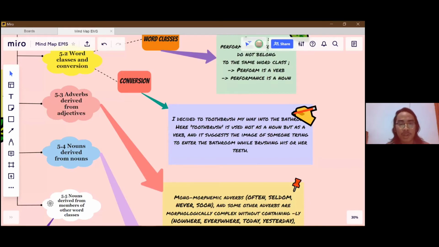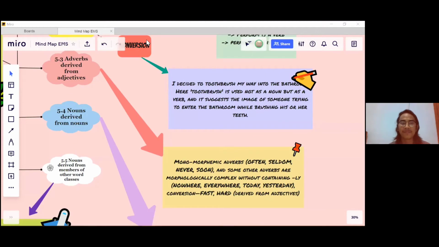For example, I decide to toothbrush my way into the bedroom. Here, toothbrush is used not as a noun, but as a verb, and it suggests the image of someone trying to enter the bedroom while brushing his or her teeth. So, the next will be presented by my friends.